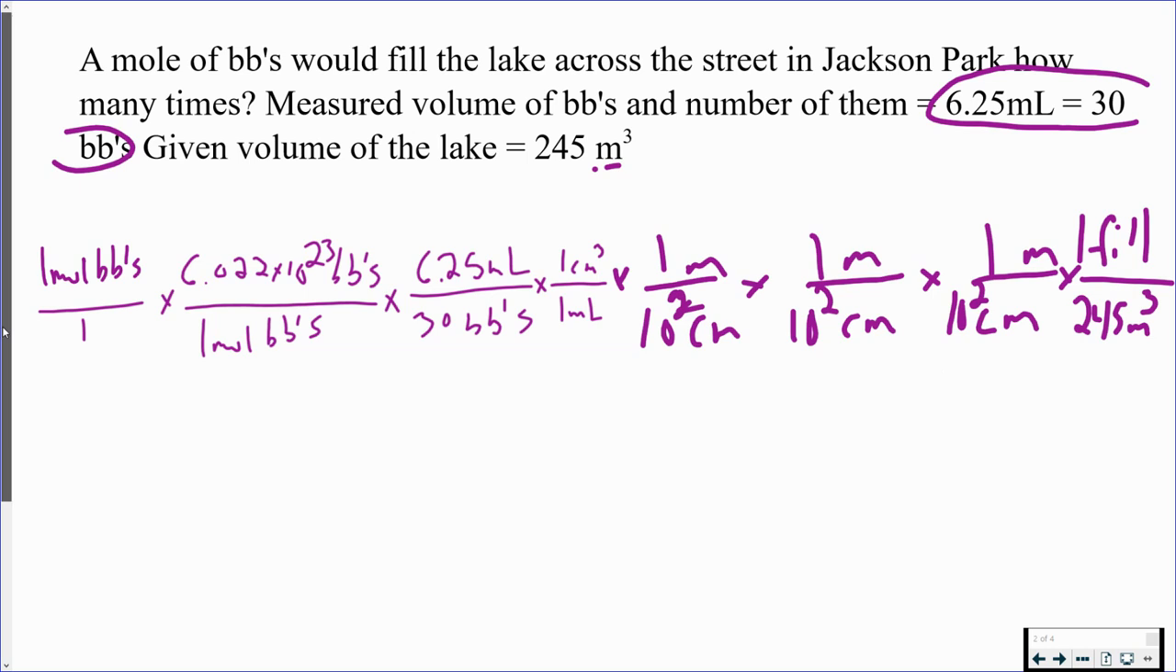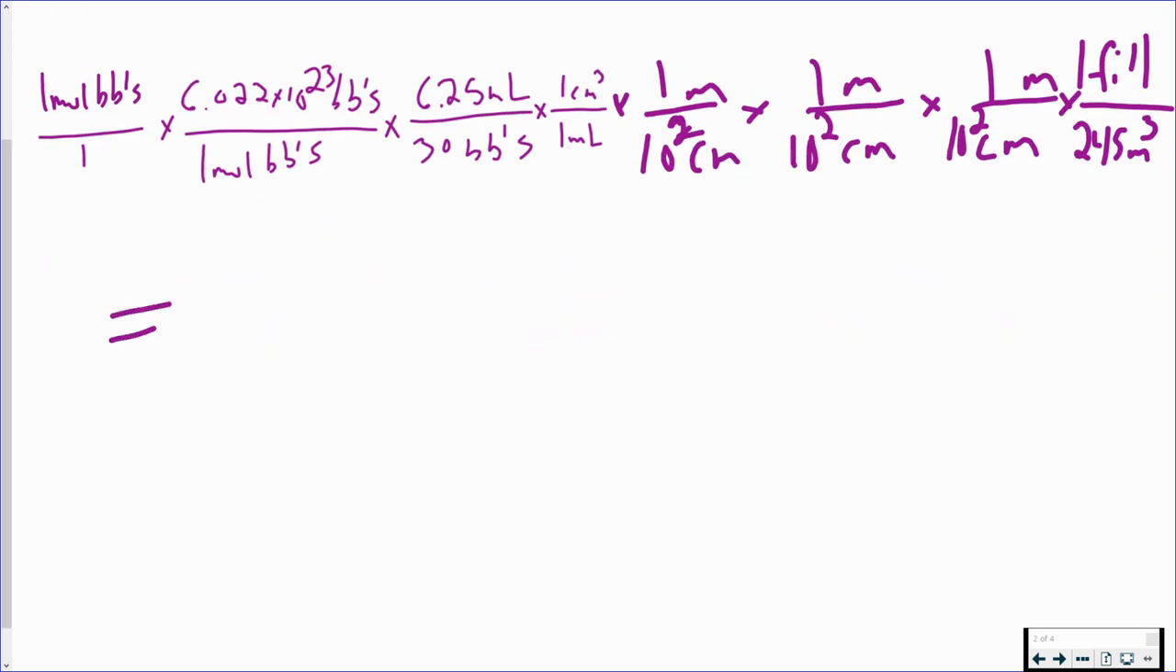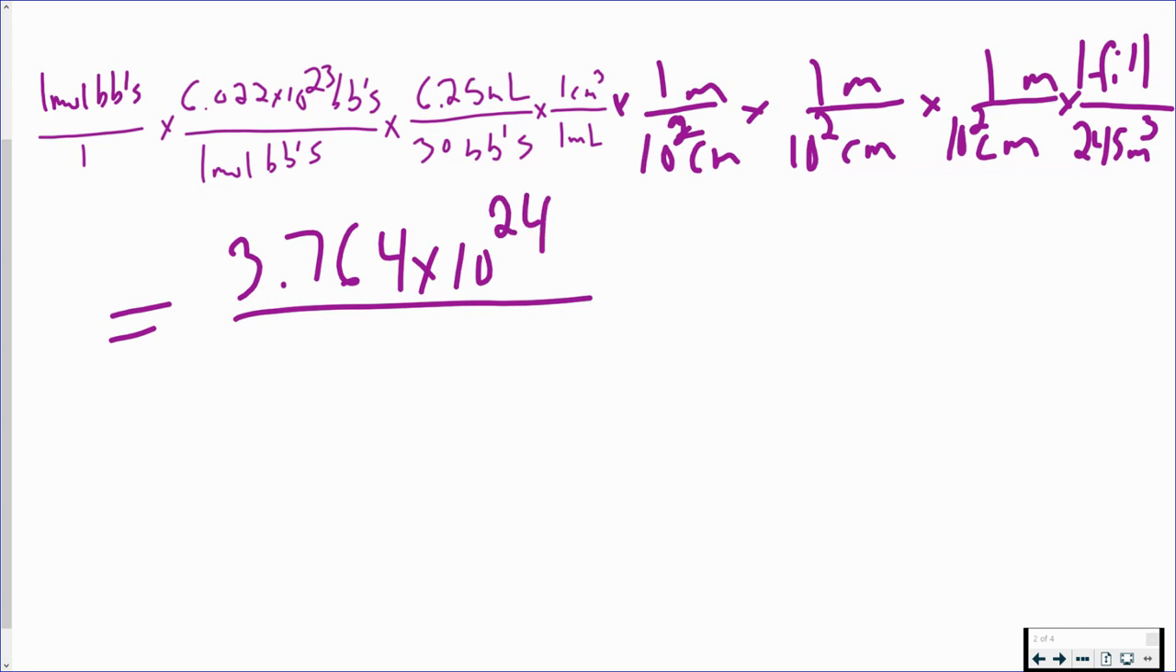So what we're going to do is, again, I cannot stress this enough, tops, bottoms, and then do one division problem. So on the tops, you have 6.022 times 10 to the 23rd. You also have 6.25 milliliters. So when you multiply those together, you're going to get 3.764 times 10 to the 24th. For the bottom, you have 30 and 10 to the 6th, because 2 plus 2 plus 2 is 6, and 245. That gives you a number of 7.350 times 10 to the 9th.